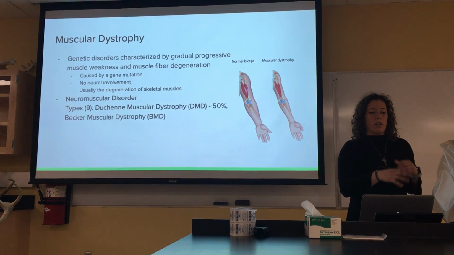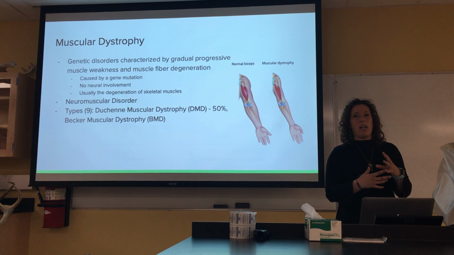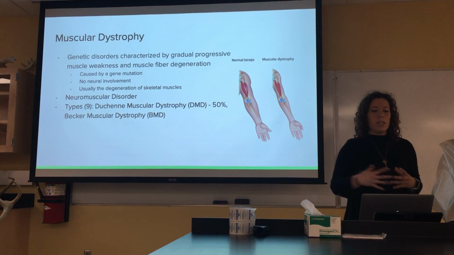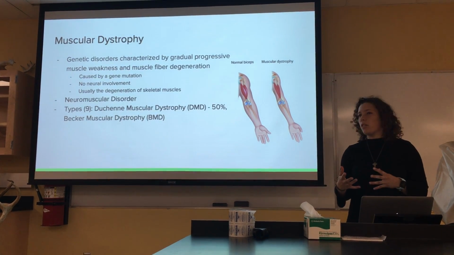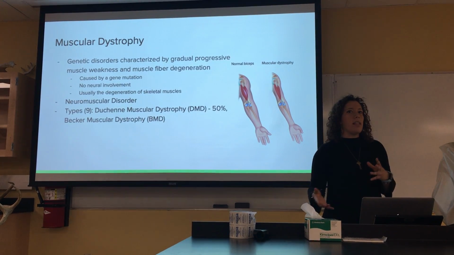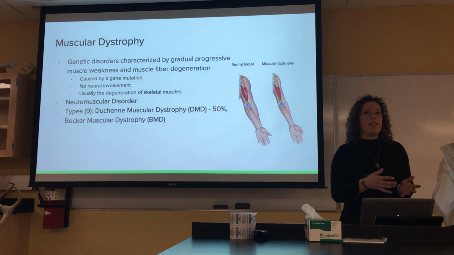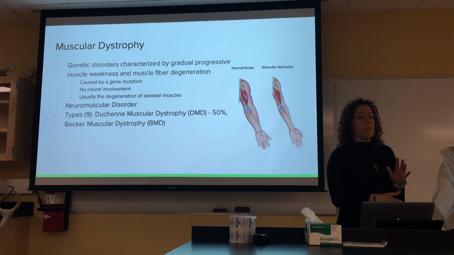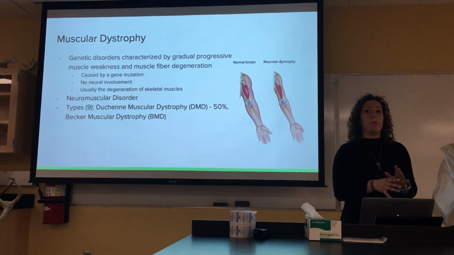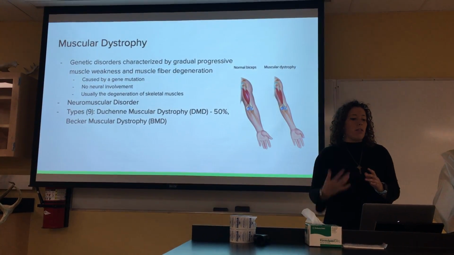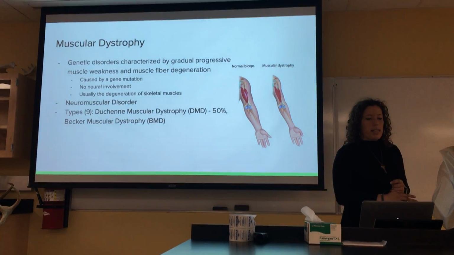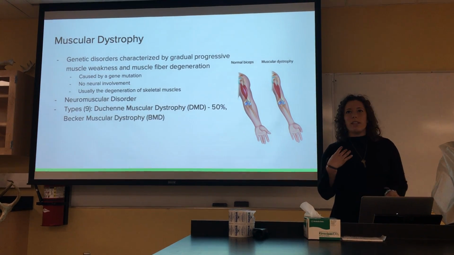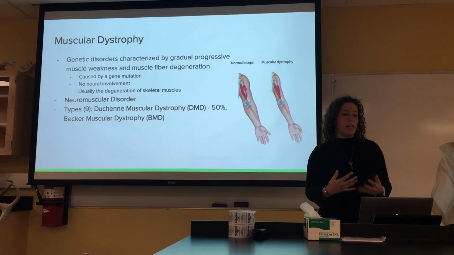And there's no neural involvement, meaning the nervous system and the muscular system aren't communicating well, which leads to the degeneration of skeletal muscles. And as it progresses, in some types, it progresses into the cardiac system, which is why people with certain types of muscular dystrophy have a much lower life expectancy, because it affects their heart eventually and causes it to stop. So it's a neuromuscular disorder, meaning it affects the voluntary muscles.